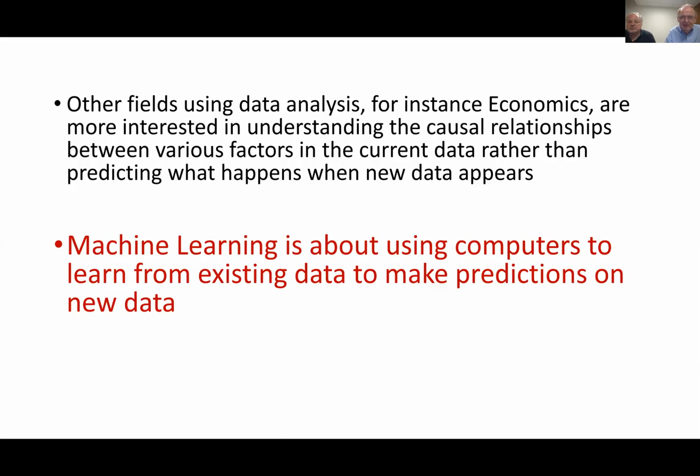I mentioned other fields, I'm particularly thinking of econometrics. People in economics and econometrics are more interested in understanding relationships, like causal relationships between various factors in the data set, and they're not so interested in predicting what happens. They get some data in, but machine learning is absolutely all about seeing what happens when you get new data, and trying to predict what happens from when you get new data. So machine learning is about using computers and training computers on existing data to make predictions when you get new data, and that's something that we hope to really emphasize in the course. It's not econometrics. It's not economics. It's not descriptive. Yeah, not descriptive. It's predictive.